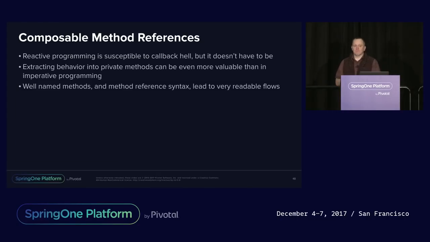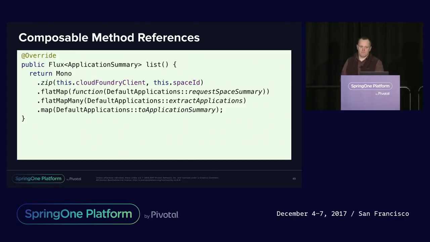Composable method references. So we're potentially chaining together lots of things, which means we're at risk of callback hell, but we don't have to be if we're careful about things. If, for example, we extract behavior into private methods, we want to keep things nice and succinct. Ben talked about his Ruby experience, which has really played into the way that we code. So by having well-named methods, it starts to feel more like you're reading instructions, and then deep down underneath, there is actual Reactor going on.